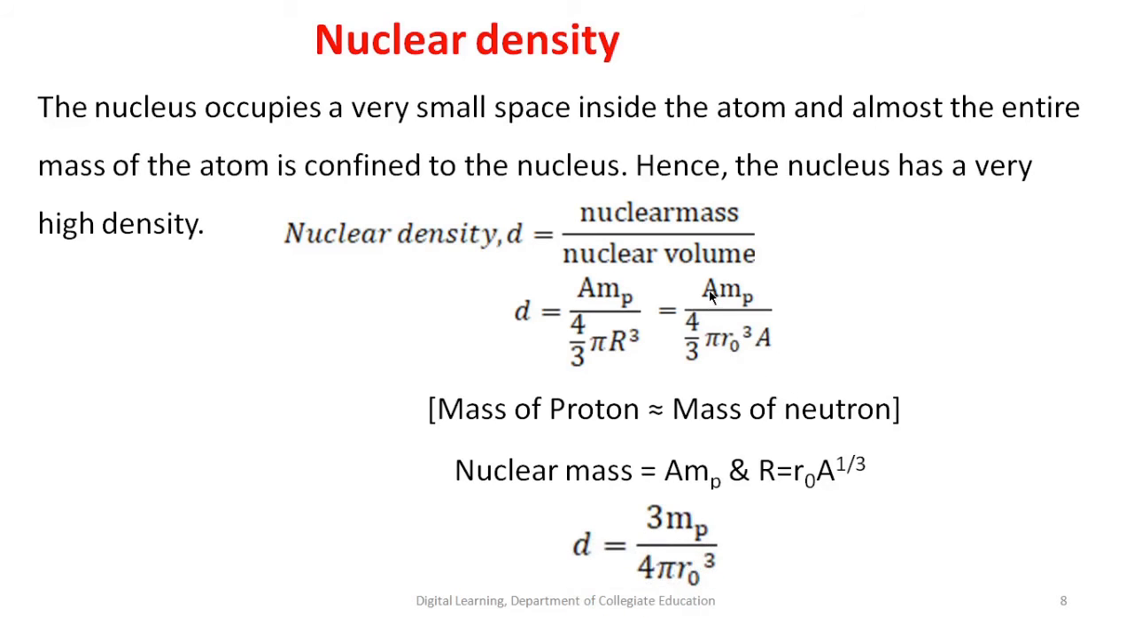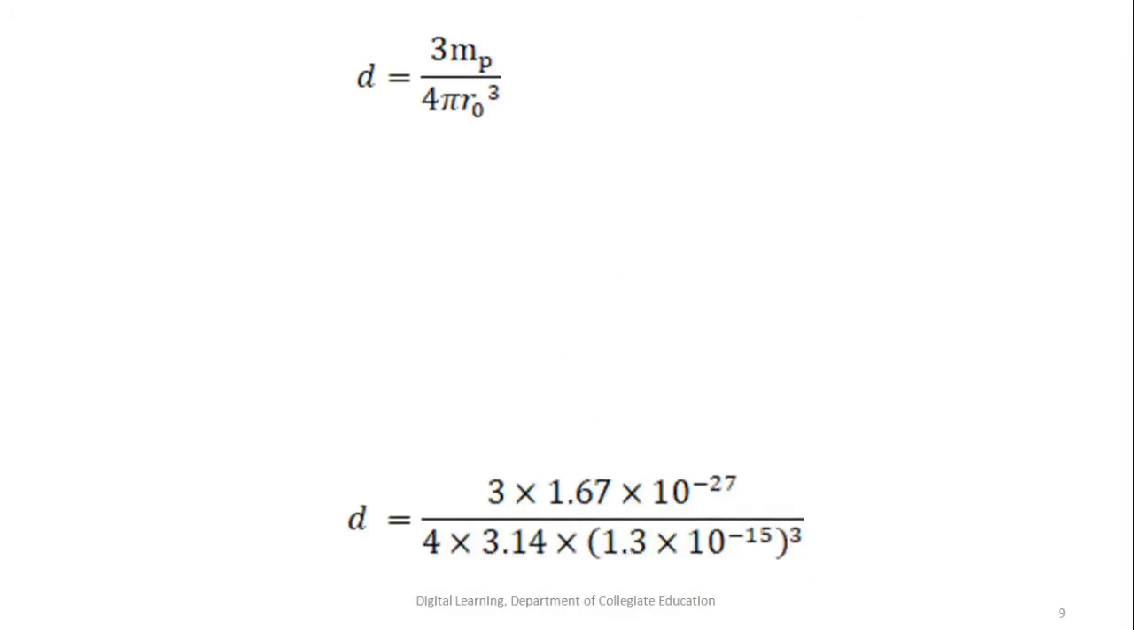Then on simplifying this expression, A will get cancelled. The density of the nucleus will be equal to 3 mp divided by 4 pi r naught cube. So you can observe here that the density does not depend upon any atomic number or atomic mass.